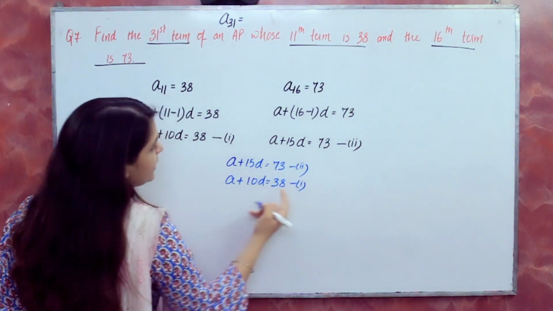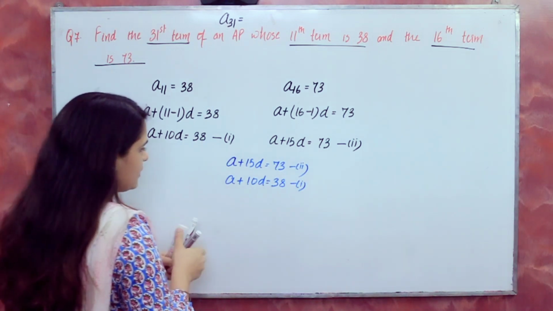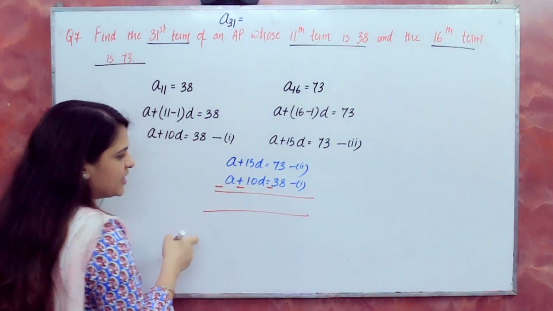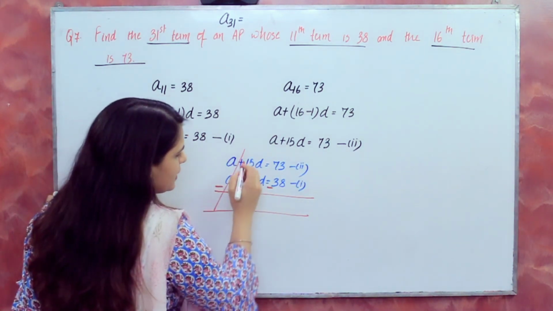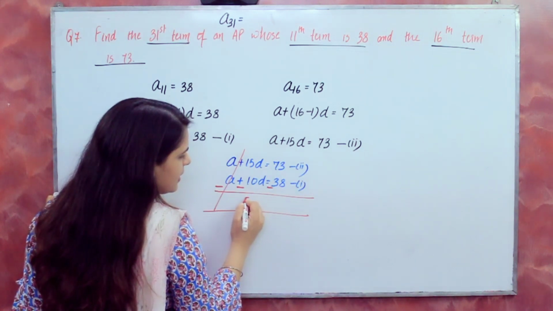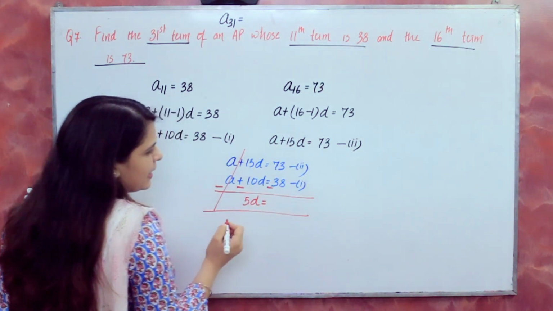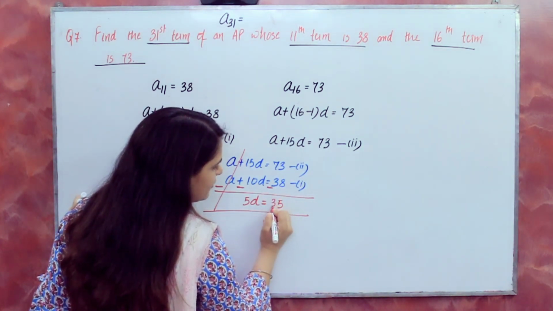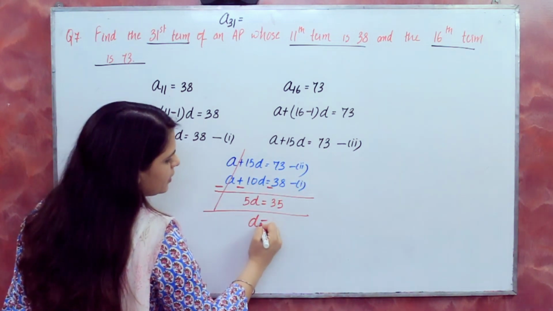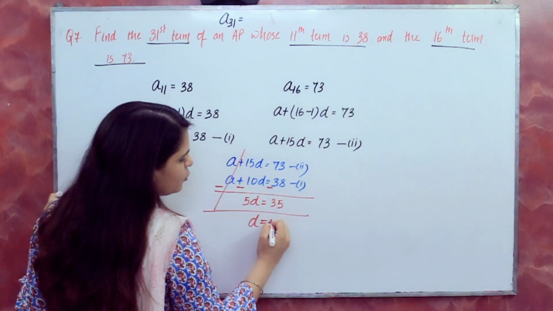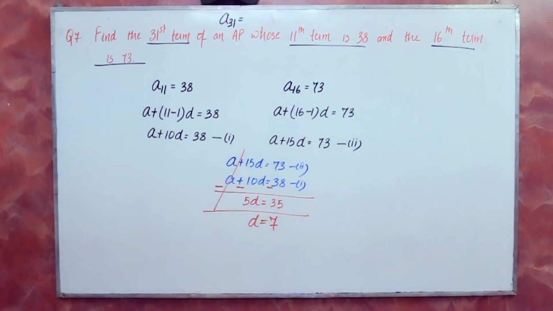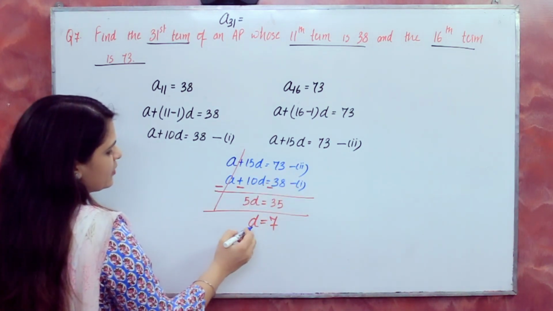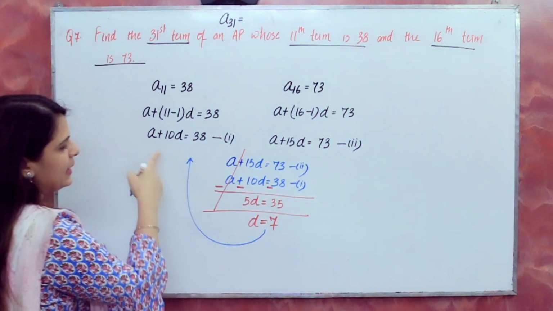By subtracting equation 1 from the second, when we are subtracting, that means you have to change the sign. This will cancel out, and 15d minus 10d is 5d, and 73 minus 38 is 35. So from there you will get the value of the common difference equal to 7. Now we have the value of d equal to 7. You can substitute this value in any of the equations. Like here I am going to substitute the value of d in the first equation.